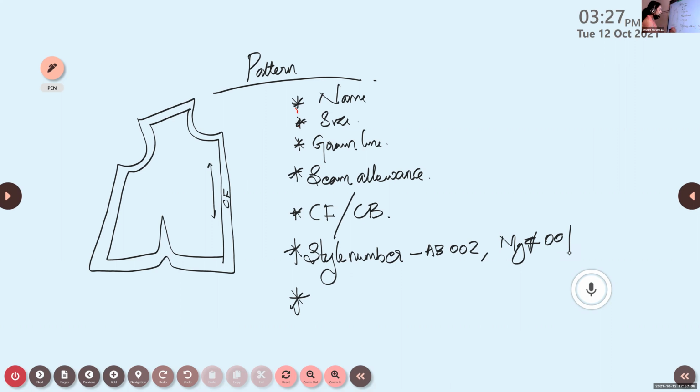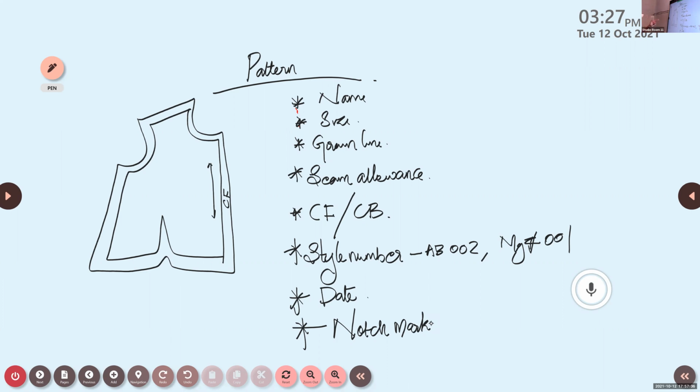Then date will be there when you constructed the pattern. So date will be there. Then notch mark will be there. You know what is a notch mark, right? I explained it in the last class. So notch mark will be there. So all these informations will be there on a pattern.